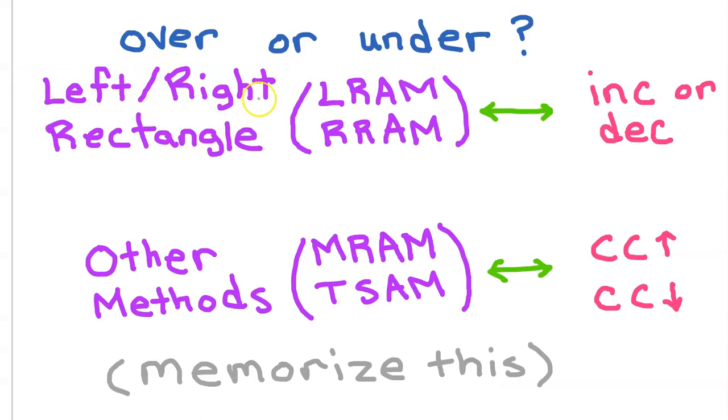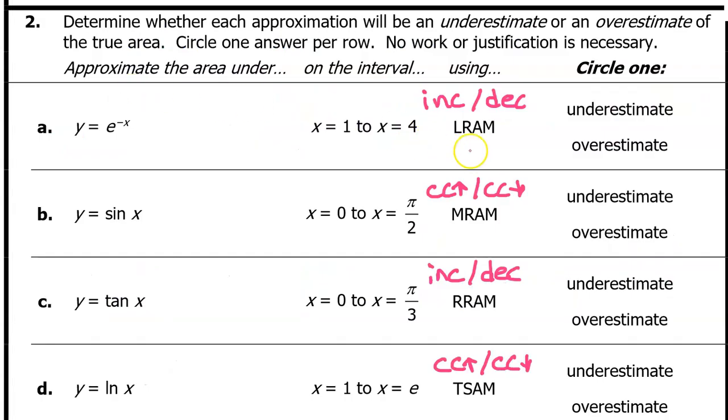I want you to memorize the following facts. The left and right rectangle methods will either give you an overestimate or an underestimate depending on whether the function is increasing or decreasing. The other methods, MRAM and TSAM, will give you an over or underestimate depending on whether the function is concave up or concave down. So here again, for LRAM and RRAM, it depends on whether the function is increasing or decreasing. For MRAM and TSAM, it depends on the concavity of the function.